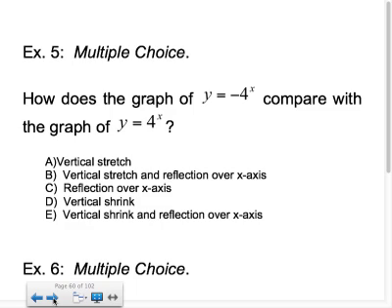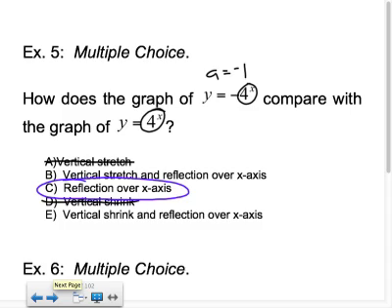Okay, example 5, same idea. Now you'll look at the number in front, so you have negative 4 to the x. So in other words, your A value here is negative 1. So it's negative, which means automatically there's a reflection. All right, and so I know D can't be a choice. I know A is not the right choice. And then I say, well, it's equal to 1. So there is no stretch or shrink. The absolute value of negative 1 is positive 1, so there's no stretch or shrink. Therefore, the only thing we have here is, very simply, a reflection over the x-axis.